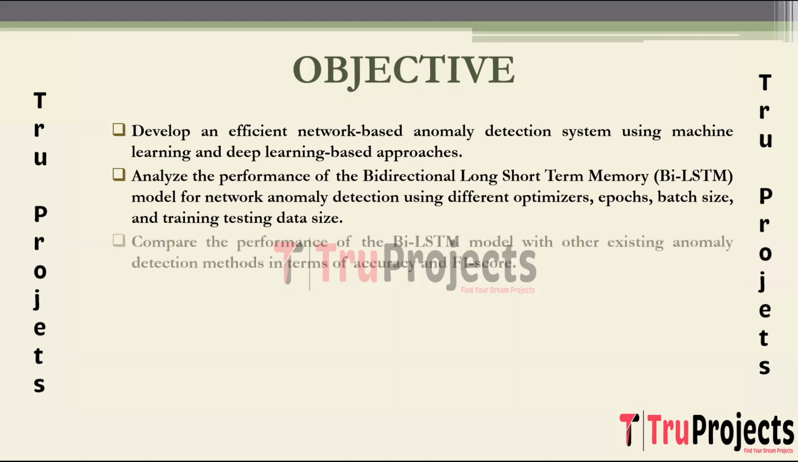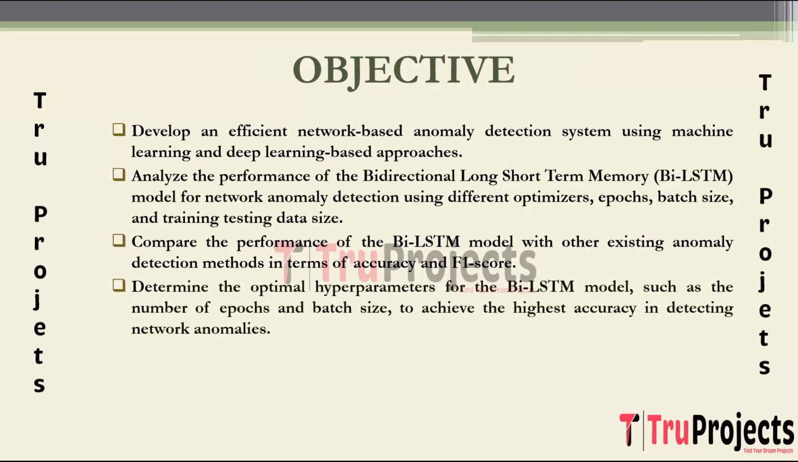The objective is to conduct a comprehensive comparative evaluation of the BiLSTM model against established anomaly detection methods, using metrics such as accuracy, precision, recall, and F1 score. The goal is to assess the effectiveness of the BiLSTM model in network anomaly detection relative to other existing approaches.